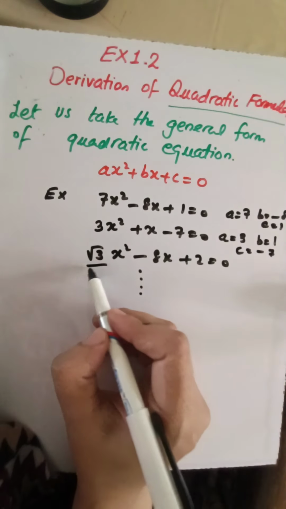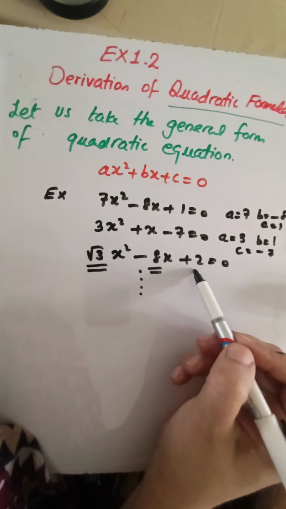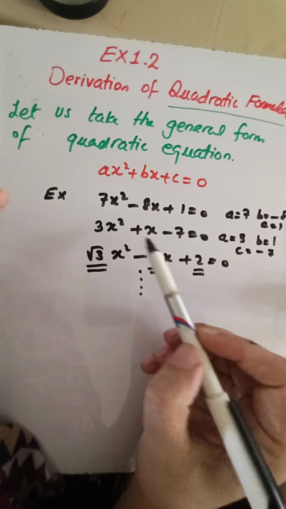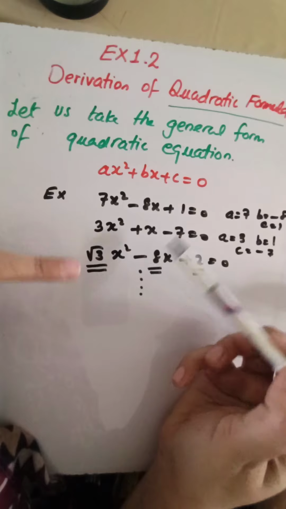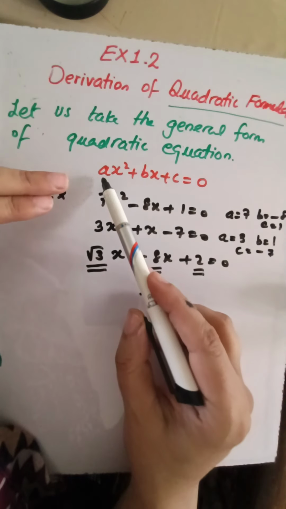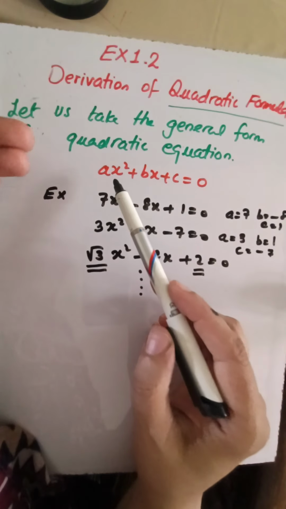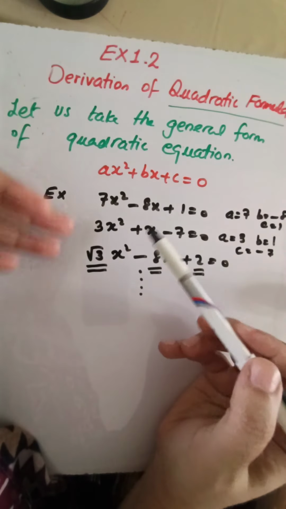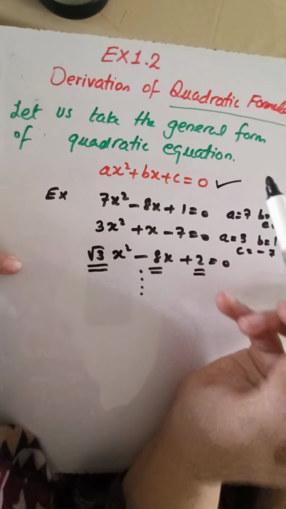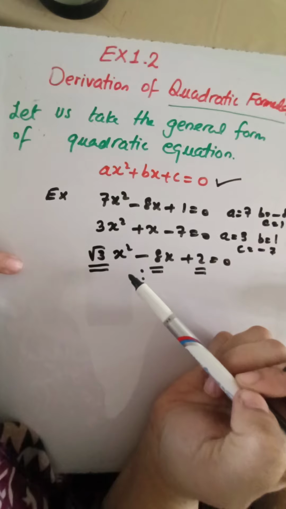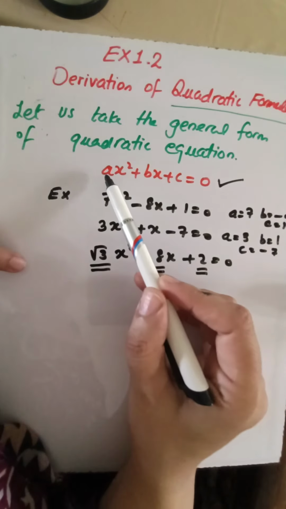In the third equation, a is equal to under root 3, b is equal to negative 8, and c is equal to 2. So if you look at all these quadratics, the only difference is that of the coefficients. If I put different real numbers in place of a, b, c, I am going to generate all the quadratic equations. So this is the most general form which represents all these quadratics and many other quadratics that we have not written.